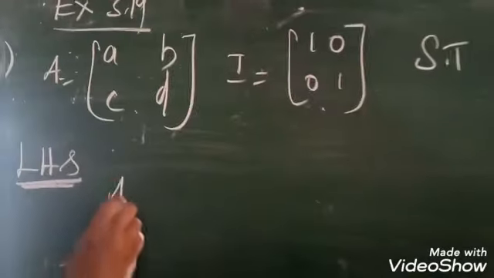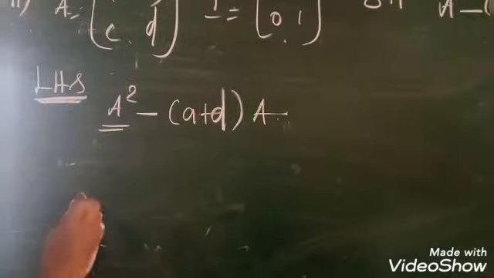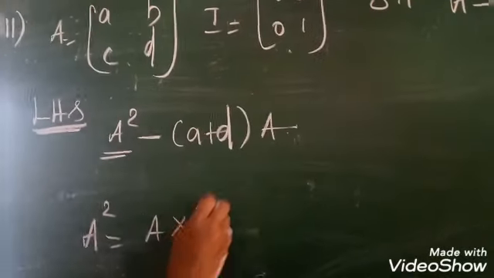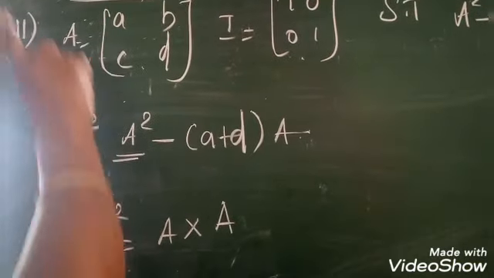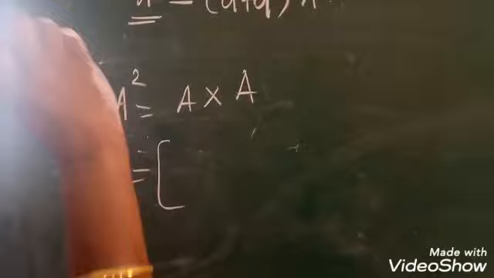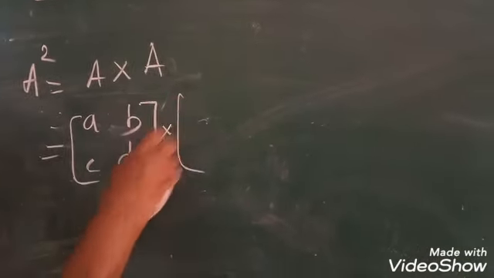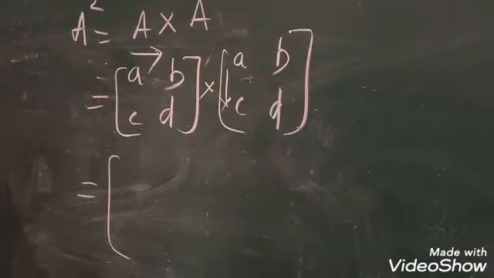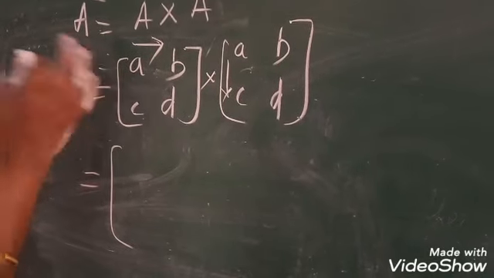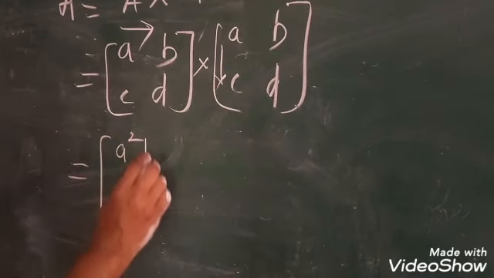What is the LHS here? A squared minus (A plus B) into A, girls. First I am going to find A squared. A squared means A cross A. Again and again I am going to say, A squared cannot be the square of the elements, because matrix multiplication is totally different. We want the multiplication of A and A. Okay girls, the rows and the columns should be multiplied. See girls, the first row, first column, it will not be a number, it will be variables, so multiply carefully. A into A, A squared, B into C, BC.